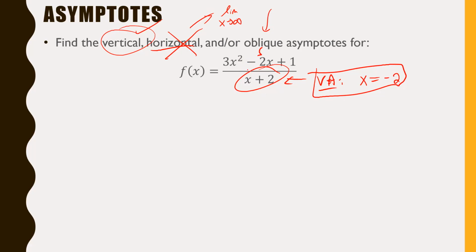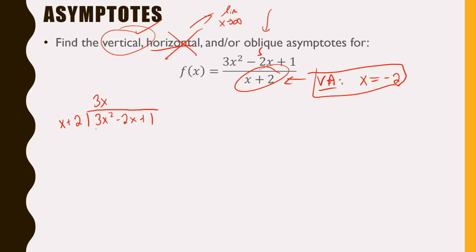How we find an oblique asymptote is through polynomial long division. It's not the most fun thing in the world, but let's get it set up. We're dividing by x plus 2, so x plus 2 is going to go on the outside. Then we are dividing the top piece here, which is 3x squared minus 2x plus 1. How polynomial long division works is you look at your highest degree term and ask yourself how many times this one on the outside will fit into this one on the inside. Or in other words, what would we have to multiply x by to turn it into 3x squared? Well, the answer would be we'd have to multiply it by 3x.